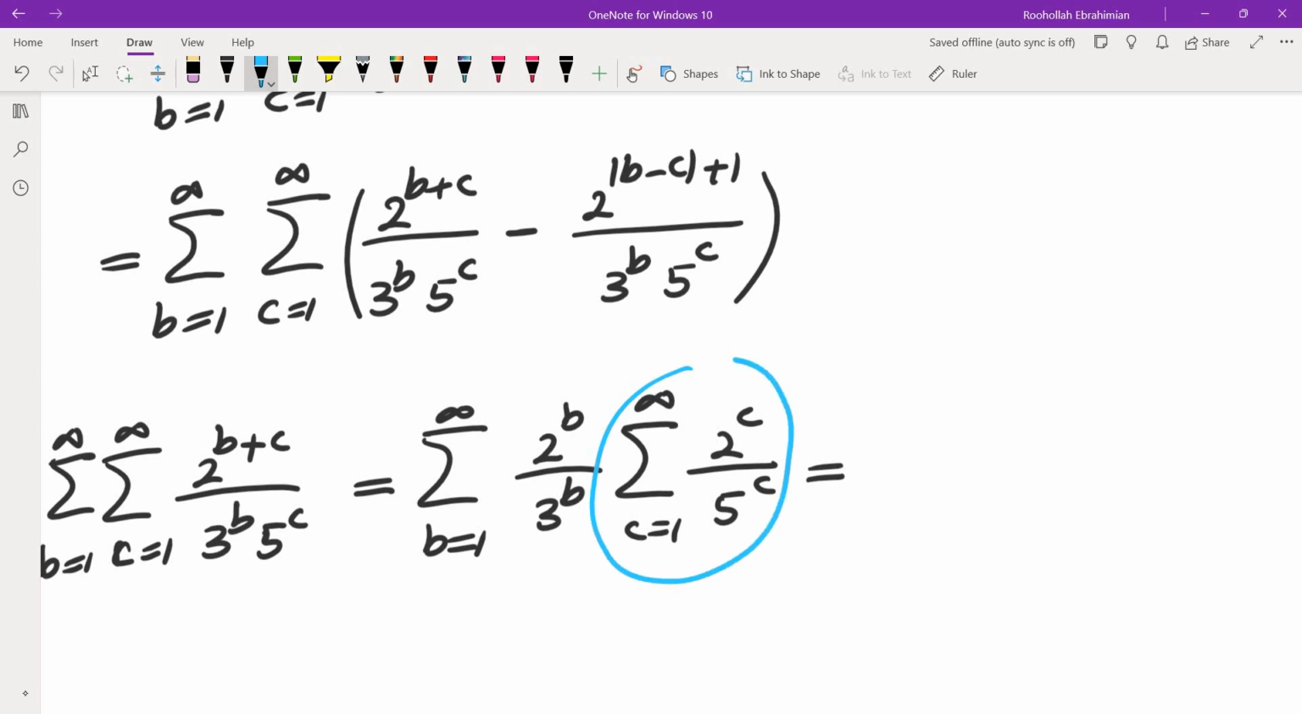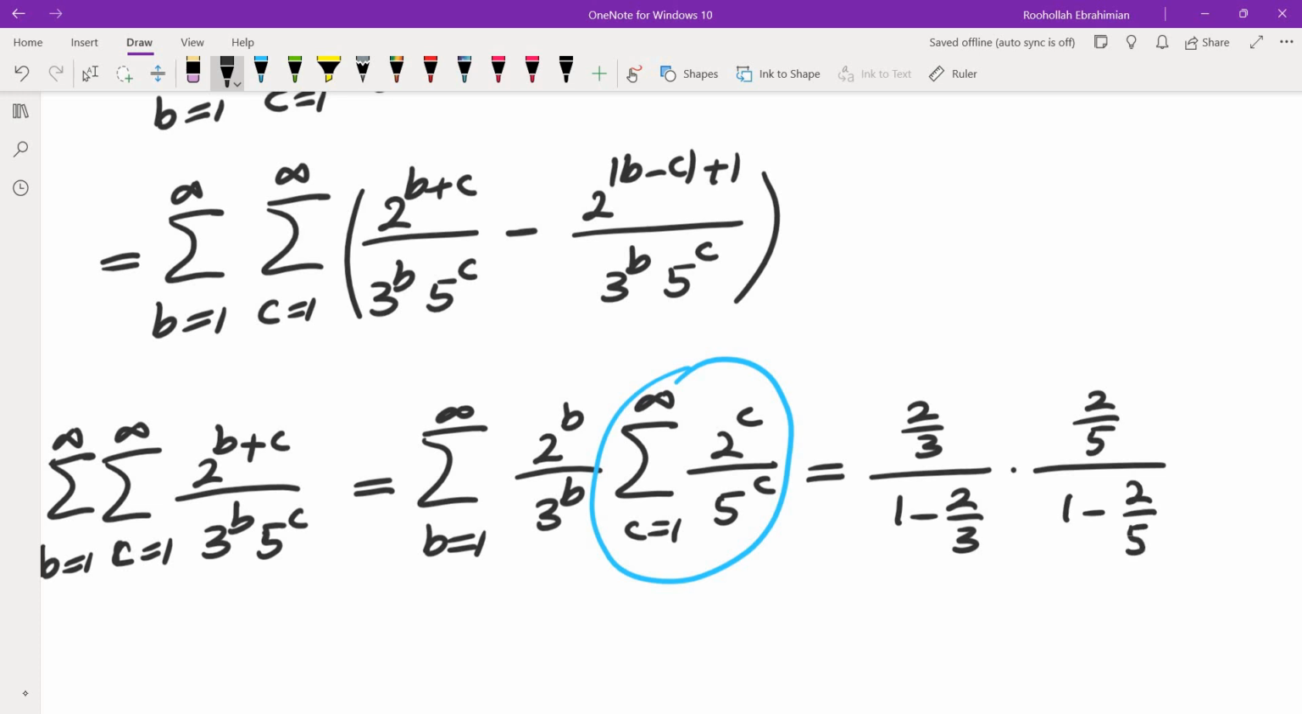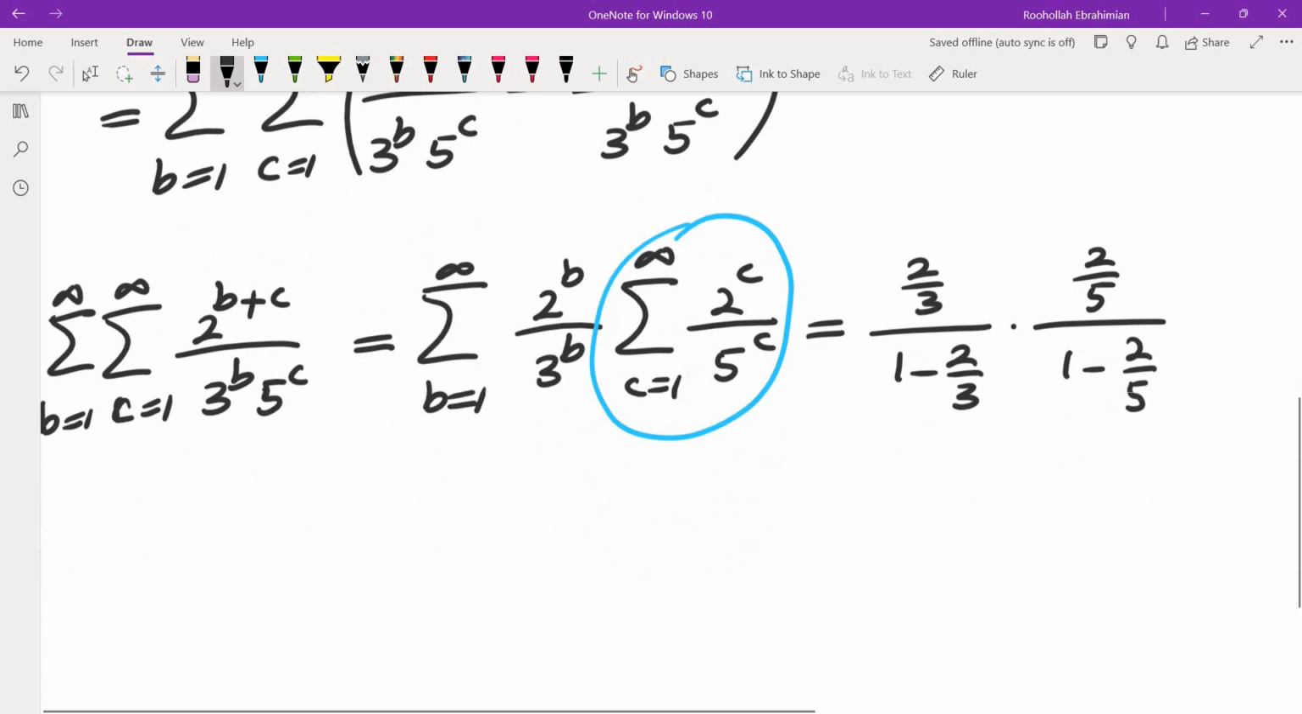This inner sum is a geometric sum, and the outer sum is also a geometric sum. So that would be the first term over 1 minus common ratio times the first term over 1 minus common ratio. If you want to see exactly how this process works, I have a video on these types of sums. I'm going to put it on the screen. You would want to check that out.